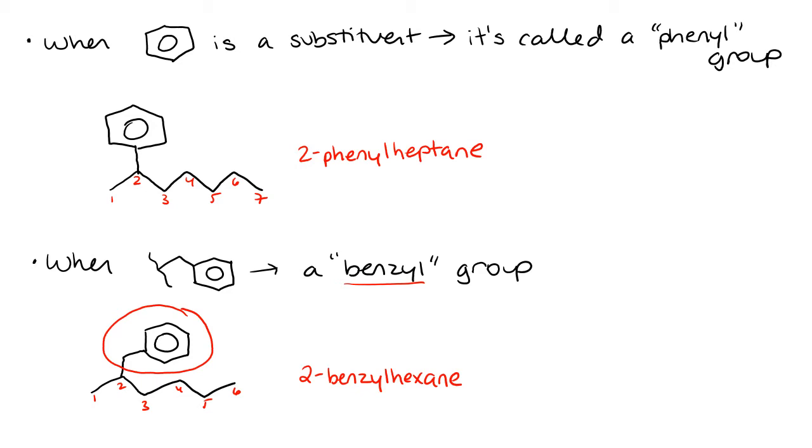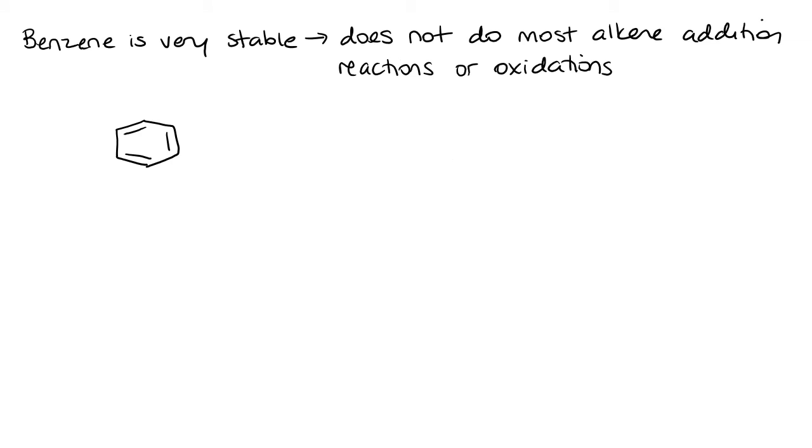And those are the two cases when benzene will be a substituent. As we're going to learn throughout this chapter and even into the next chapter, benzene is very stable. Now, even though benzene contains pi bonds, benzene is not considered an alkene. And as a result, it does not do most alkene addition reactions or oxidations that we learned in OChem 1.